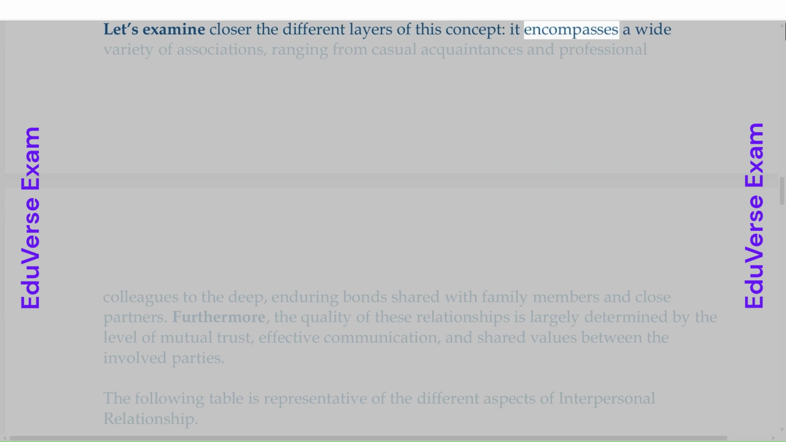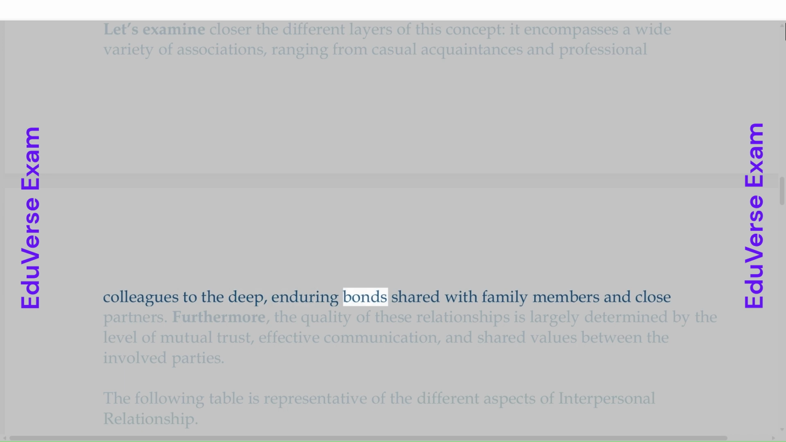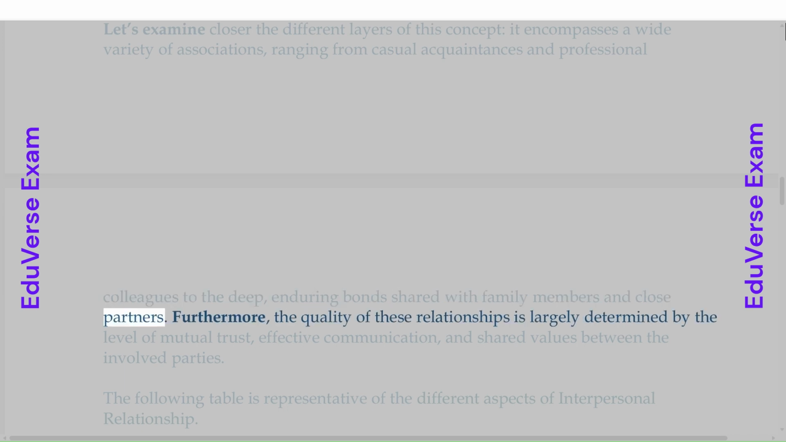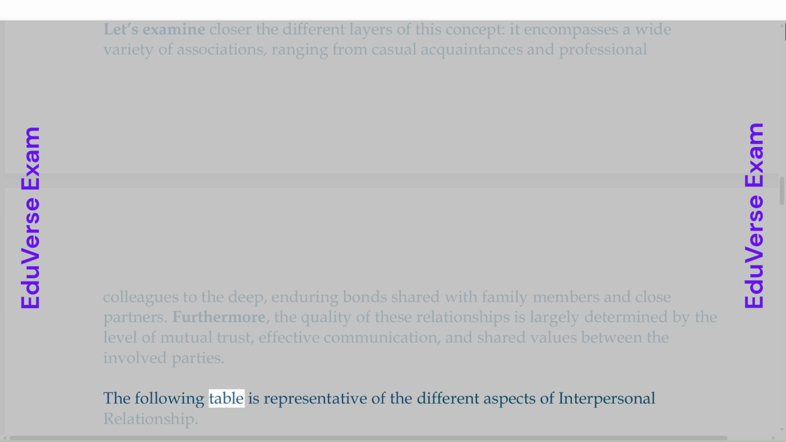It encompasses a wide variety of associations, ranging from casual acquaintances and professional colleagues to the deep, enduring bonds shared with family members and close partners. Furthermore, the quality of these relationships is largely determined by the level of mutual trust, effective communication, and shared values between the involved parties. The following table is representative of the different aspects of interpersonal relationship.